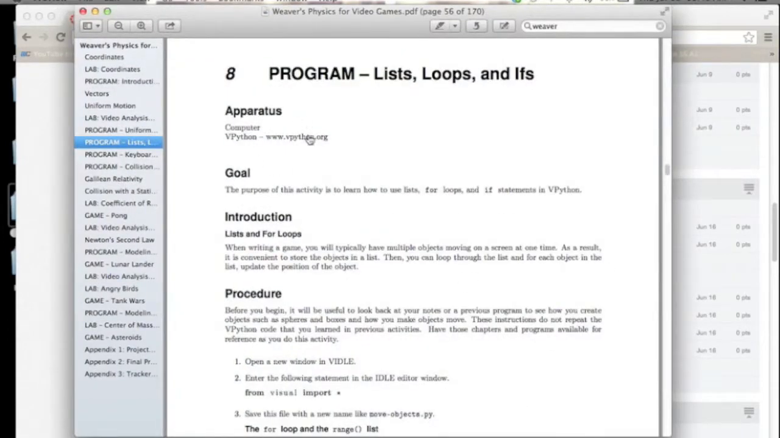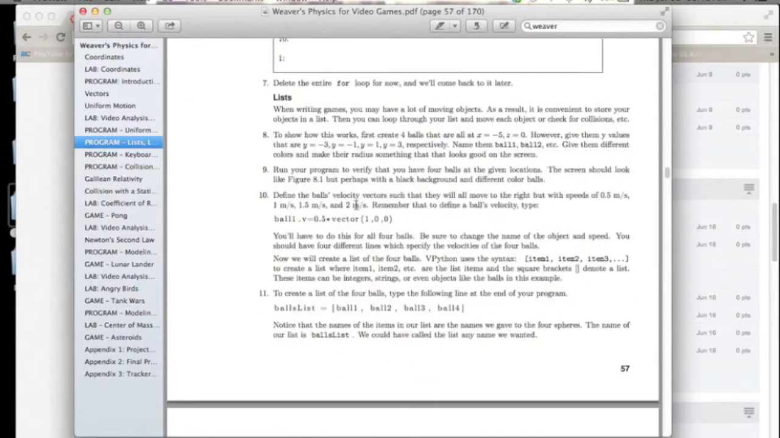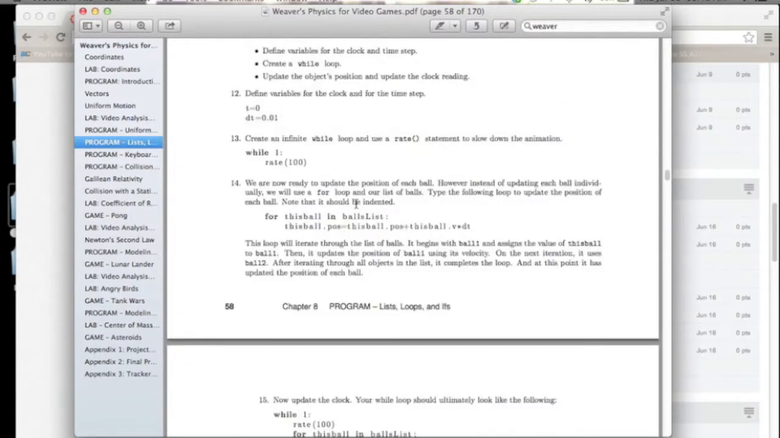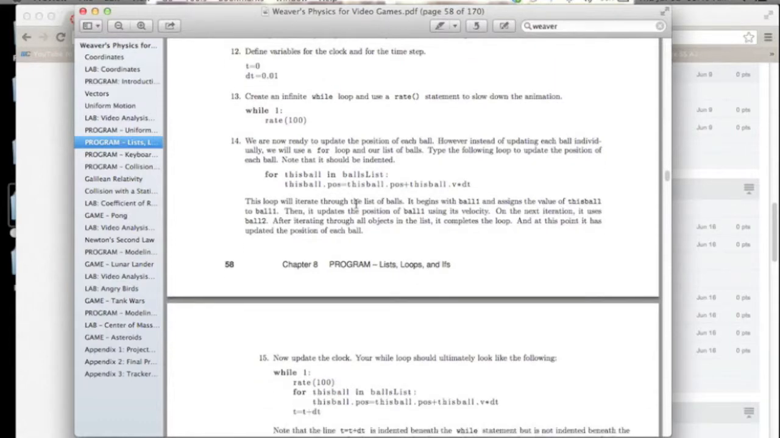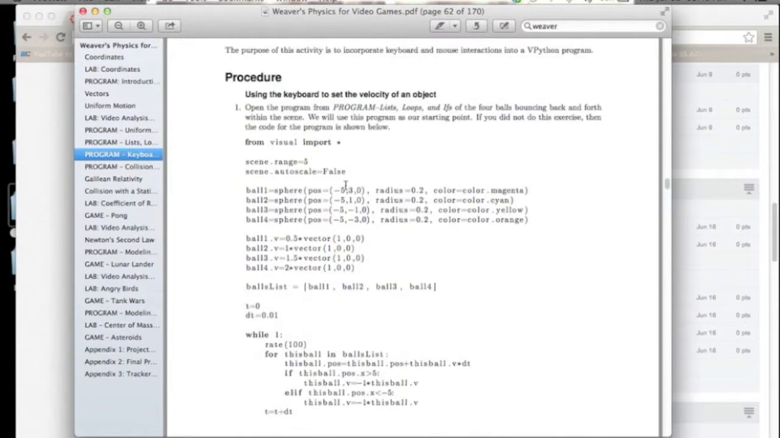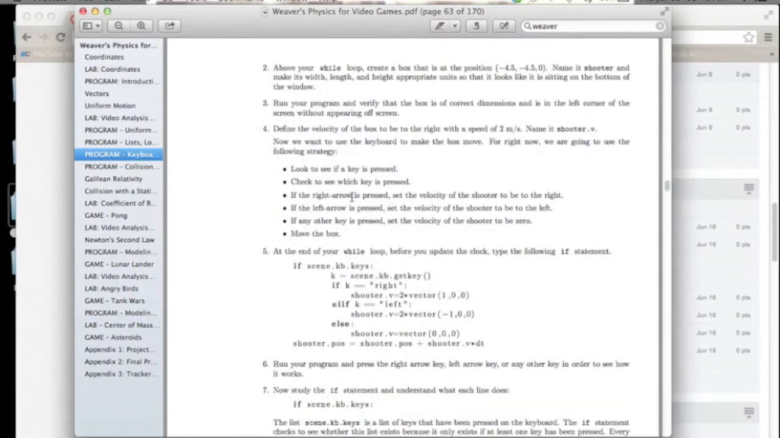Chapter 8 was about programming lists, loops, and ifs. This is where we learned about the while loop, which was interesting because it's very important for programming overall. Then we moved on to keyboard interactions, where we incorporated pressing a key to make it go right or left, and it was cool.